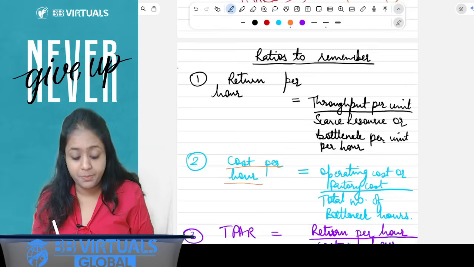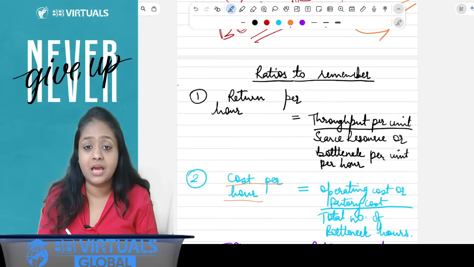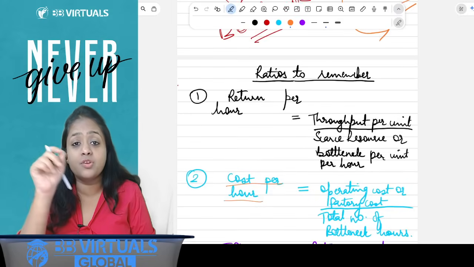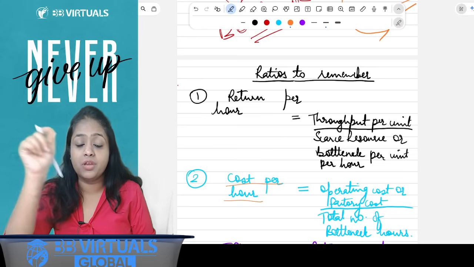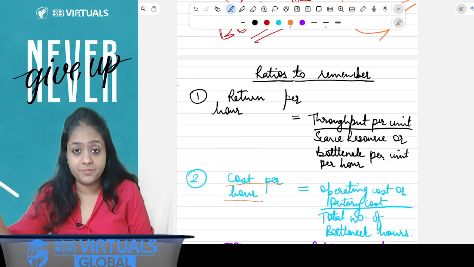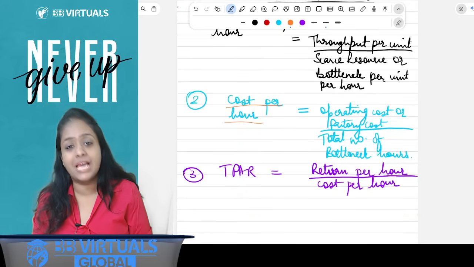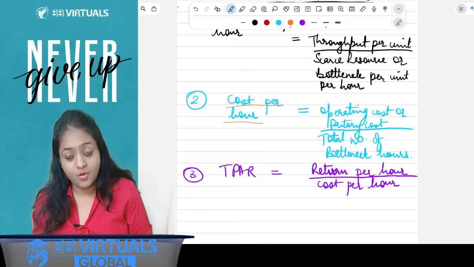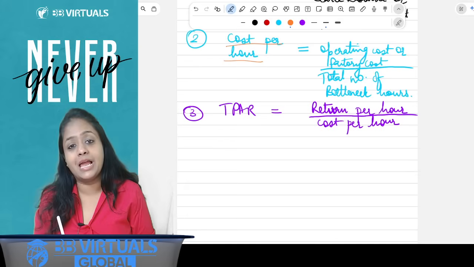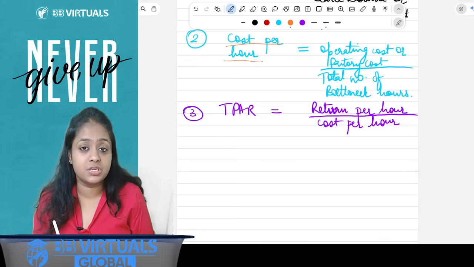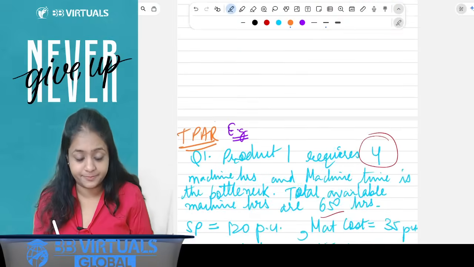One important point, please don't forget: return per hour is always calculated on a per unit basis. Throughput per unit divided by hours per unit. And when we say cost per hour, it is always based on total calculations. Total cost divided by total bottleneck hours. Okay. Then TPAR, you will calculate the throughput accounting ratio, which is return per hour divided by cost per hour.